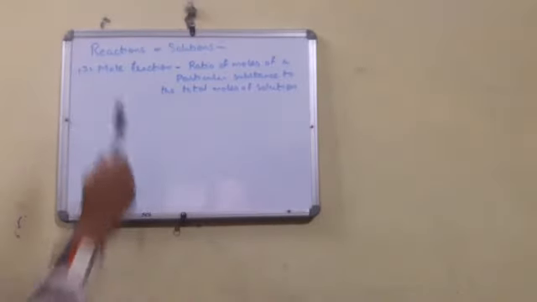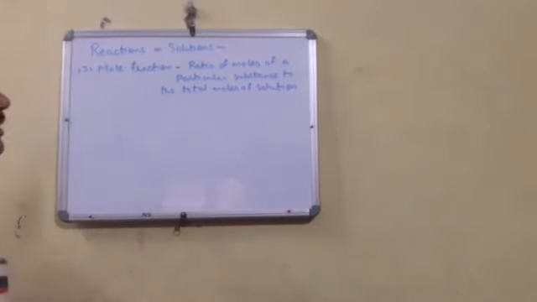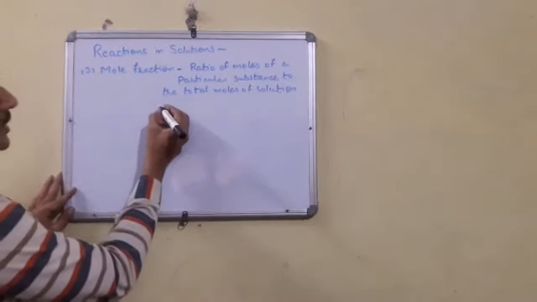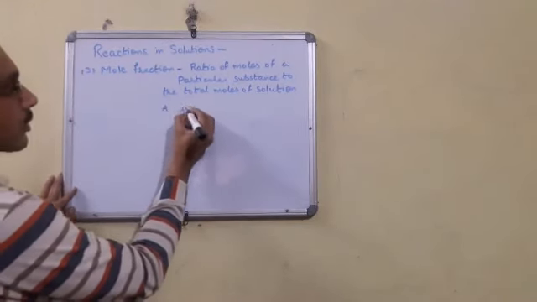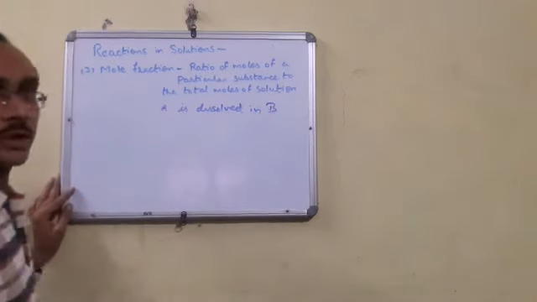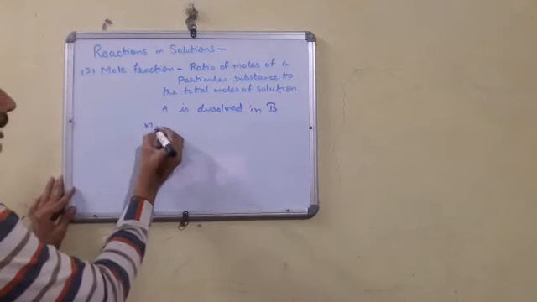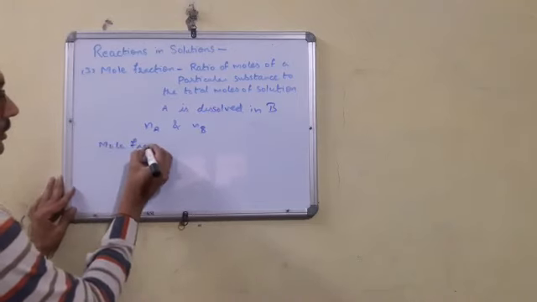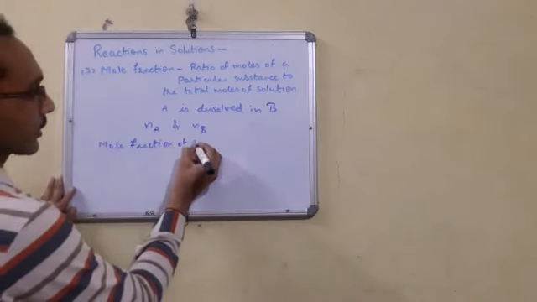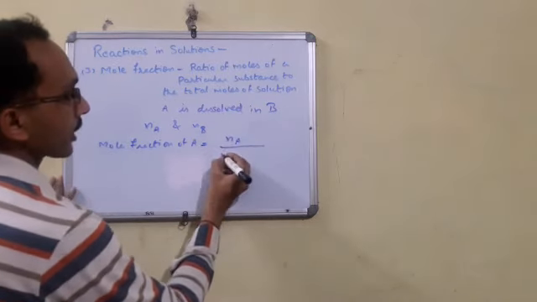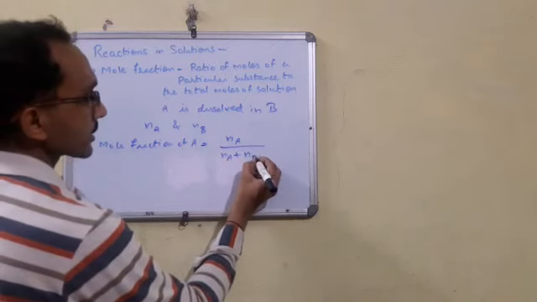Now see, next is mole fraction. Mole fraction can be defined as the ratio of moles of a particular substance, a particular component, to the total moles of solution. By chance, a substance A is dissolved in substance B. Fine. So their moles will be Na and Nb. The mole fraction of A can be written as number of moles of A upon total moles of solution. That means Na plus Nb.